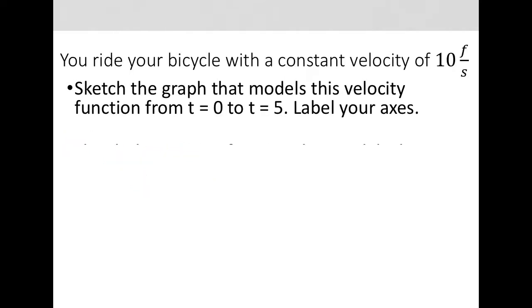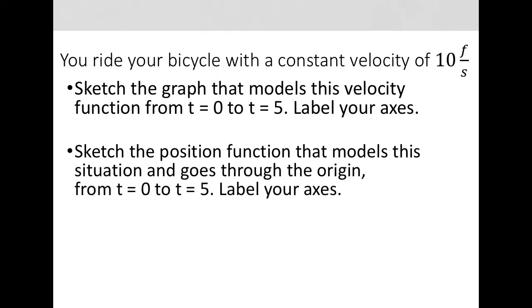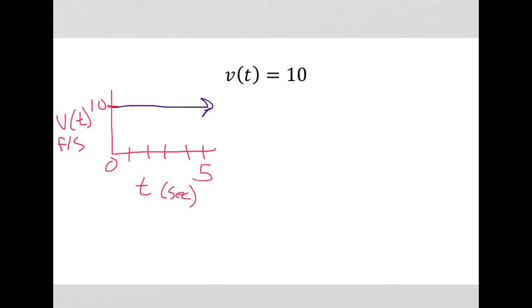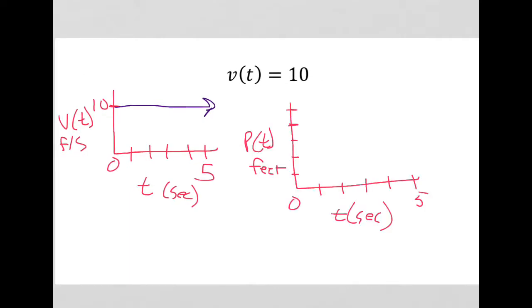Now, let's think about what the corresponding position function would look like. So let's sketch the position function here next to this one. Well, our velocity is 10 feet per second, which literally means each second we will be moving 10 feet farther. So if we start at 0, after 1 second we have moved 10 feet. After 2 seconds we've moved 20. After 3, 30. After 4, 40, and 50. And so we're getting this nice straight linear function right there as our position graph.